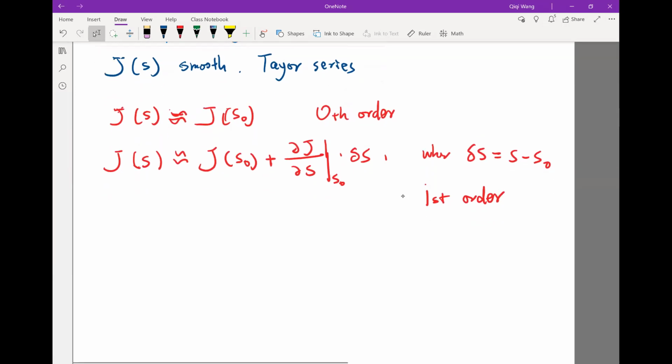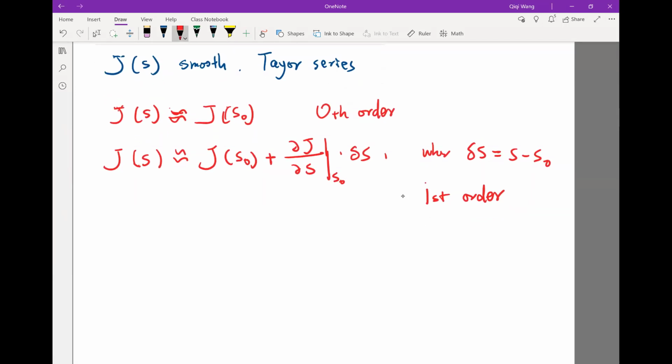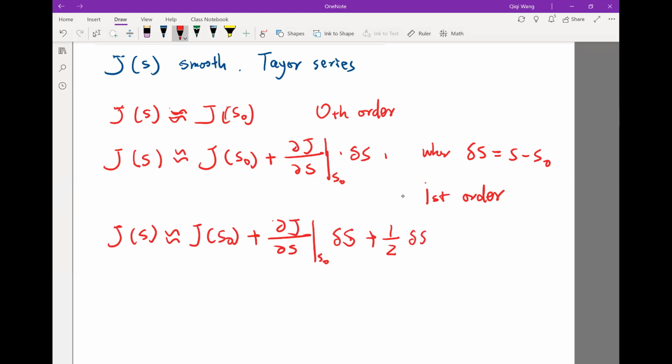So what we want to do is use a second order approximation. That's where our quadratic becomes useful. If we use a second order approximation, J can be approximated as a constant term plus this linear term that is related to the gradient, plus a Hessian term, a second order term that has a half, as in our univariate Taylor series. Now we are doing multivariate Taylor series: delta S transpose times the Hessian, the second derivative of J with respect to S at S0, times delta S. Again, delta S is equal to S minus S0. So that's our second order Taylor series expansion.